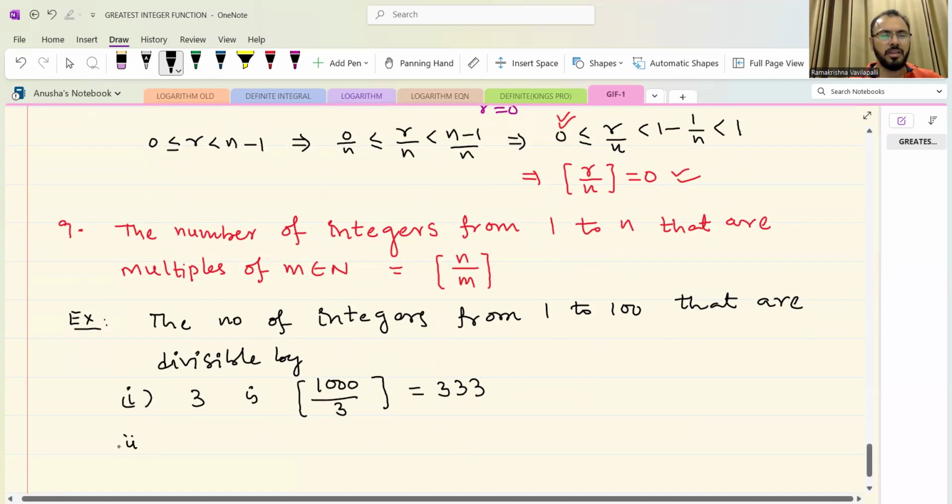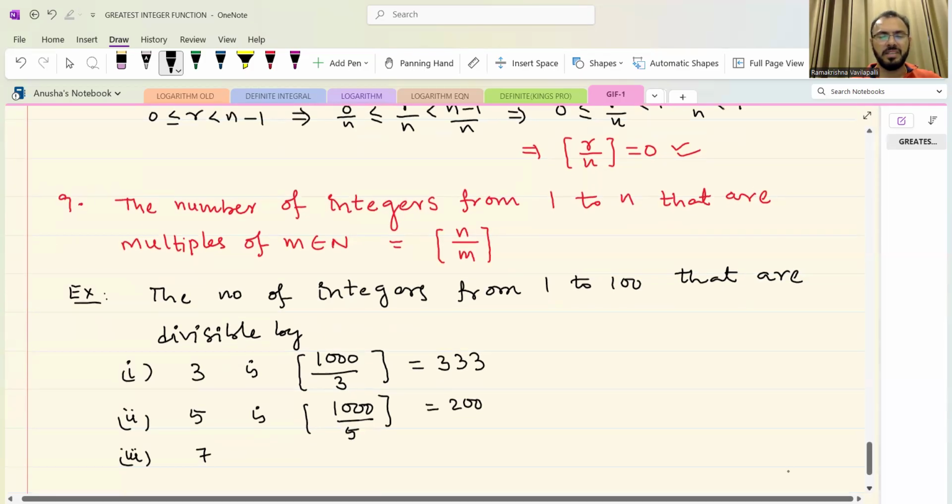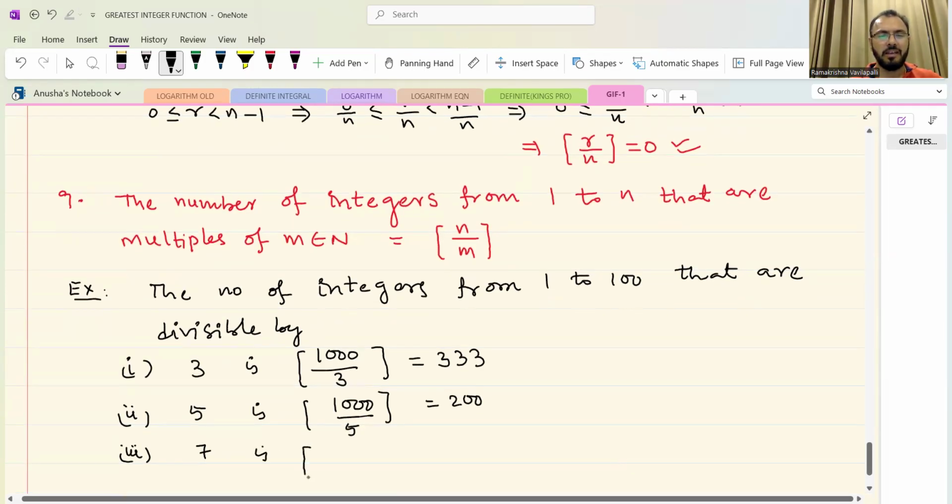Similarly, for example, if I ask how many are there divisible by 5, simply 1000 by 5 equal to, you will get 200. And third, for example, divisible by 7 is integral part of 1000 by 7. This is equal to 7 ones, 7, 30, 7 fours are 28, 20, 7 twos are 14, so 142.